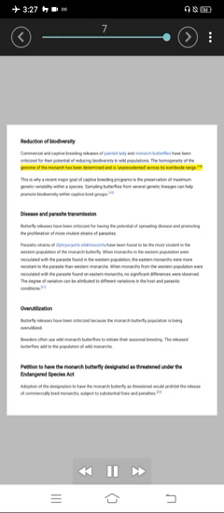This is why a recent major goal of captive breeding programs is the preservation of maximum genetic variability within a species. Sampling butterflies from several genetic lineages can help promote biodiversity within captive bred groups.